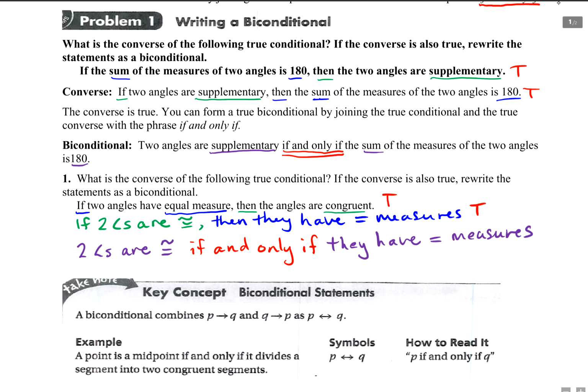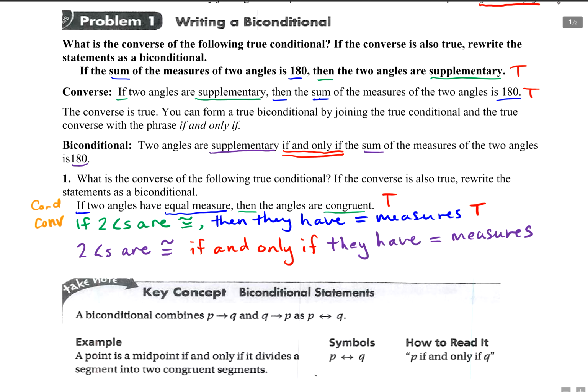Okay, here's our conditional. It says if two angles have equal measures, then the angles are congruent. And that's a true statement. We know that equal measure means congruent. So then we write our converse. We switch our two parts. We switch the hypothesis and conclusion. So if two angles are congruent, then they have equal measures. And that is also true. Congruent means equal measures. We know that by the definition of congruence.